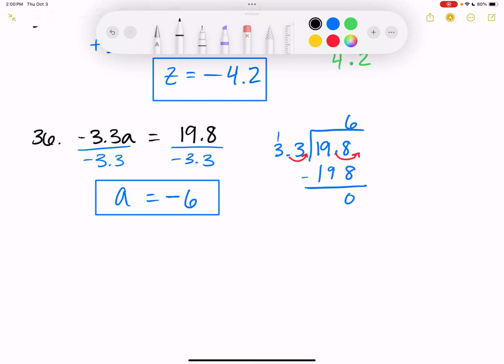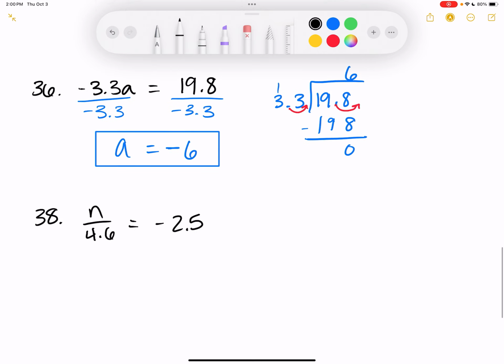38. N divided by 4.6 equals negative 2.5. What do I have to do to this one? You times it by 4.6. Yep, multiply by 4.6 on both sides.